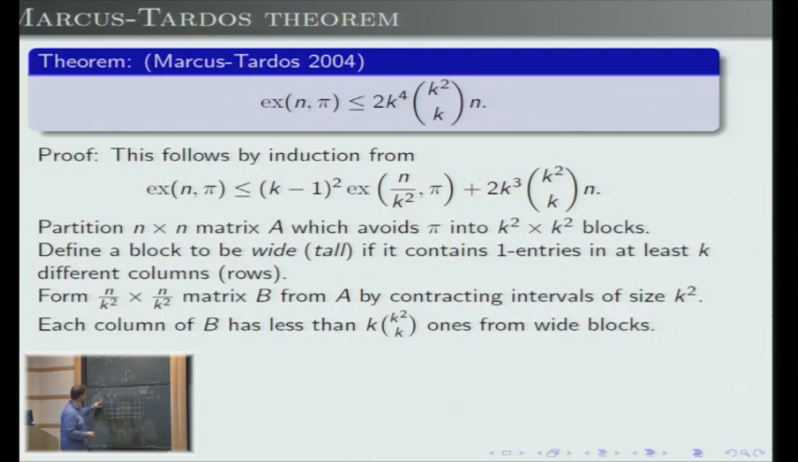When you contract these blocks, the intervals of rows, you'll end up getting a jk interval minor, and hence you'll get pi as a submatrix, the permutation matrix of pi. Is that clear? So this k squared choose k just identifies which k of the k squared columns you're looking at? Exactly, and then because of the k, you want k of them.